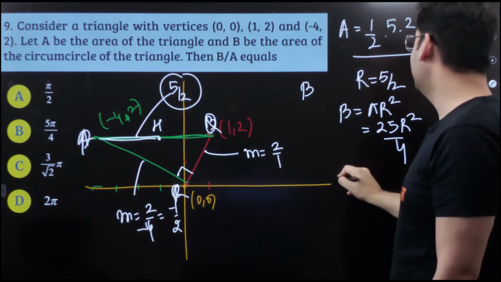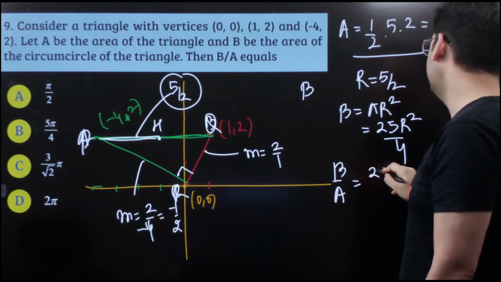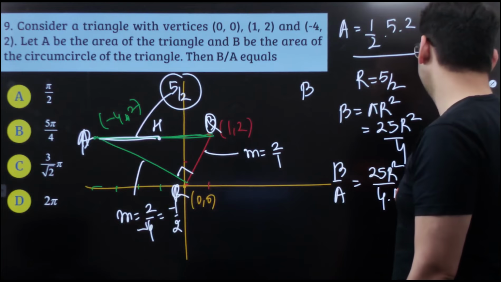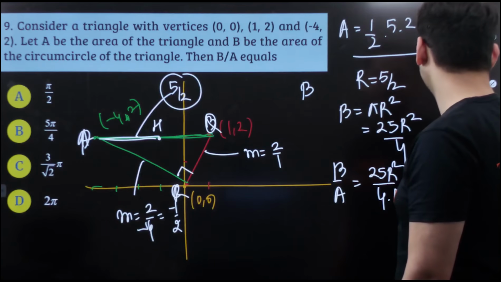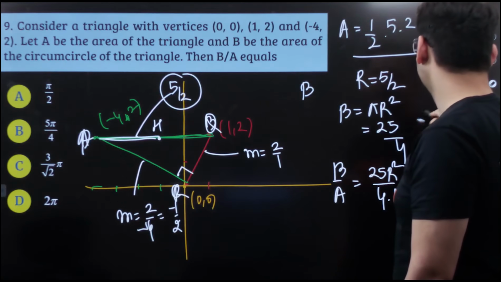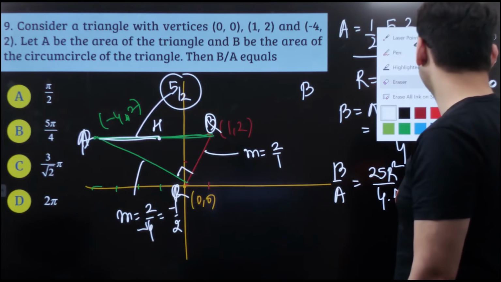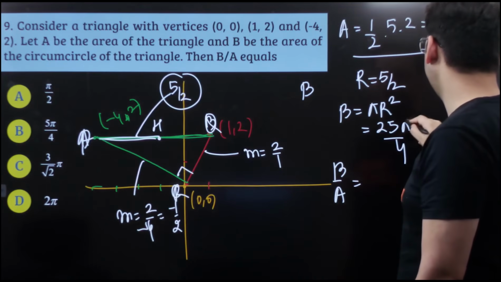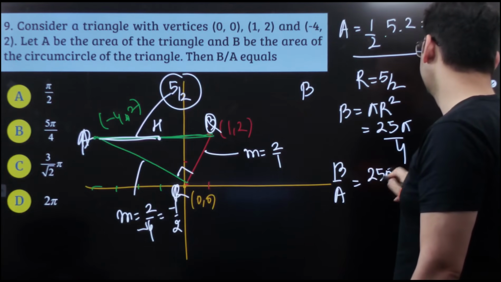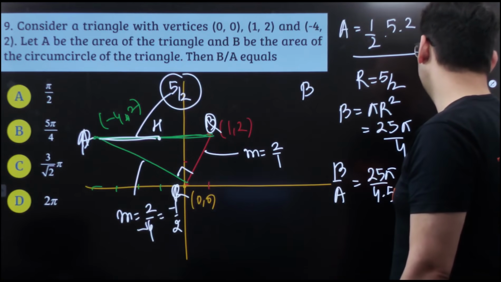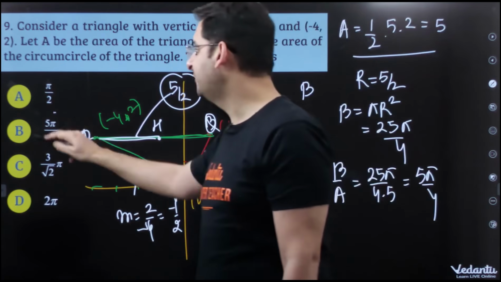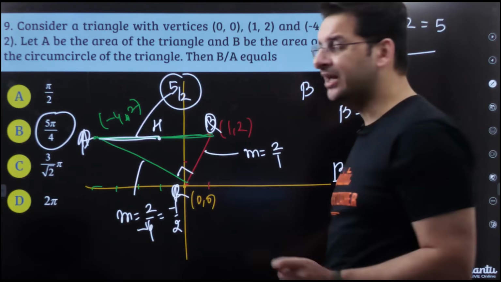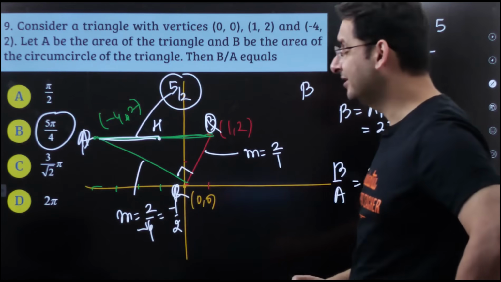We have to calculate B by A, so this is very simple, very straightforward. 25 pi by 4 times 5. Sorry, this is 25 pi by 4 by 5, that is 5 pi by 4. So B upon A ratio is 5 pi by 4. This was again a very simple question and it could have been done in under 1 minute. 1 minute के कम टाइम पे ये किया जाना चाहिए था.